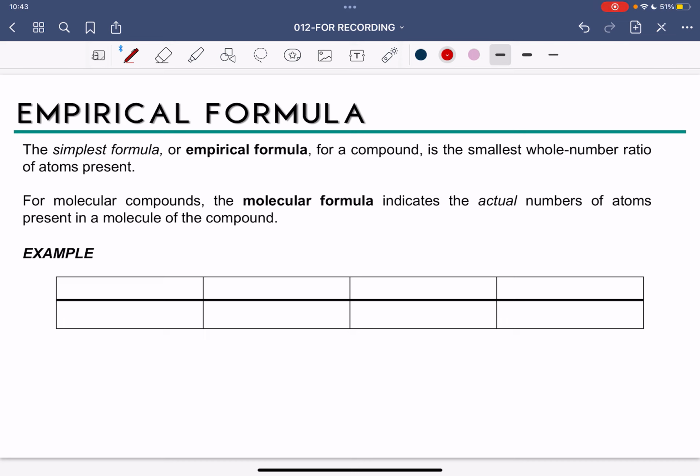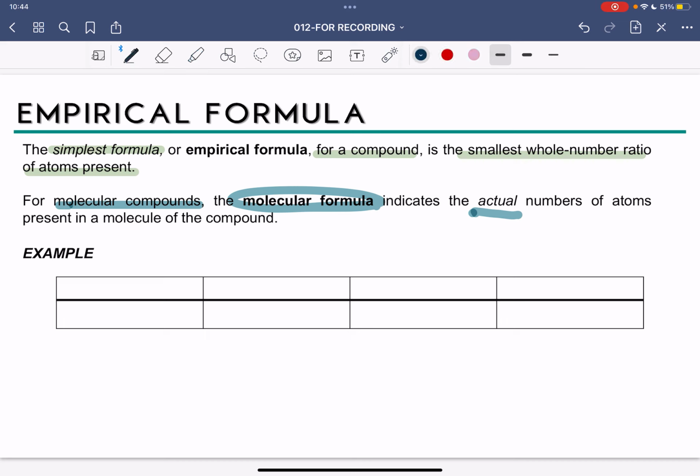Empirical formula is the simplest formula, bali naka lowest term for any compound. Smallest whole number ratio of atoms present. On the other hand, for molecular compounds, the molecular formula indicates the actual number of atoms present in a molecule of a compound.